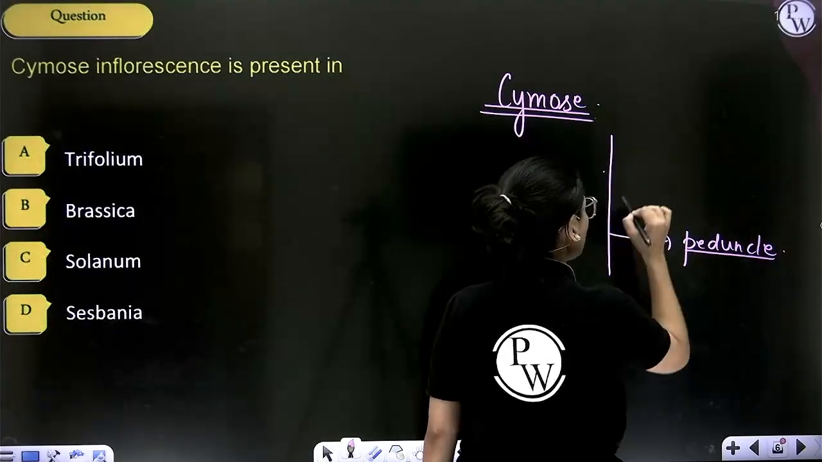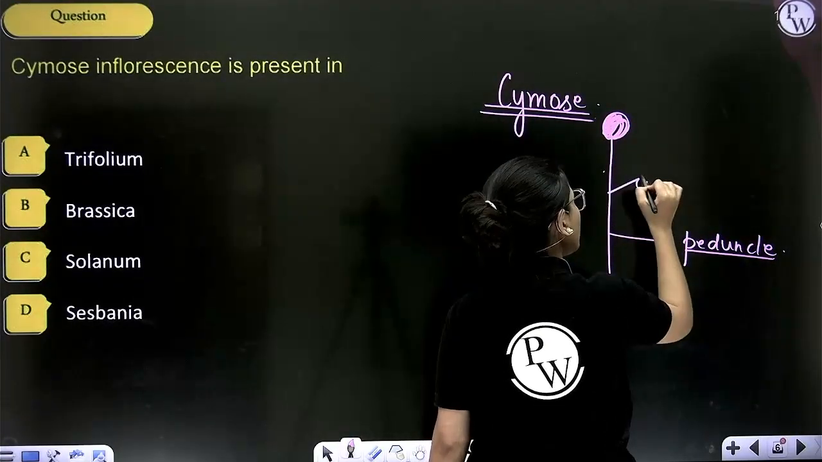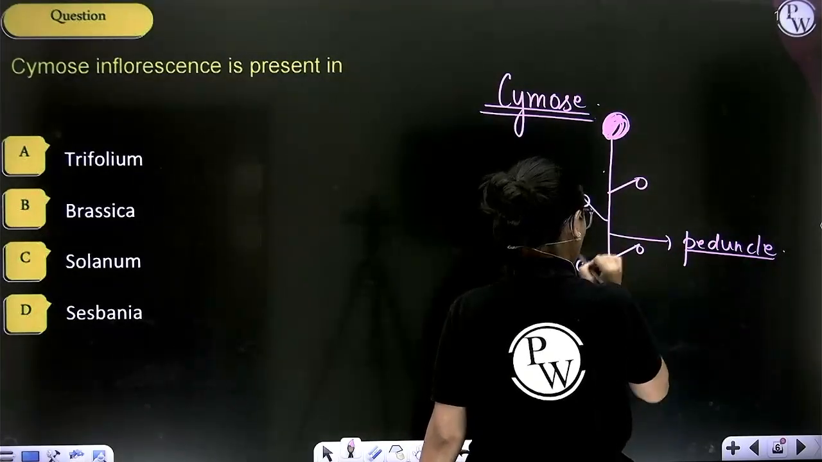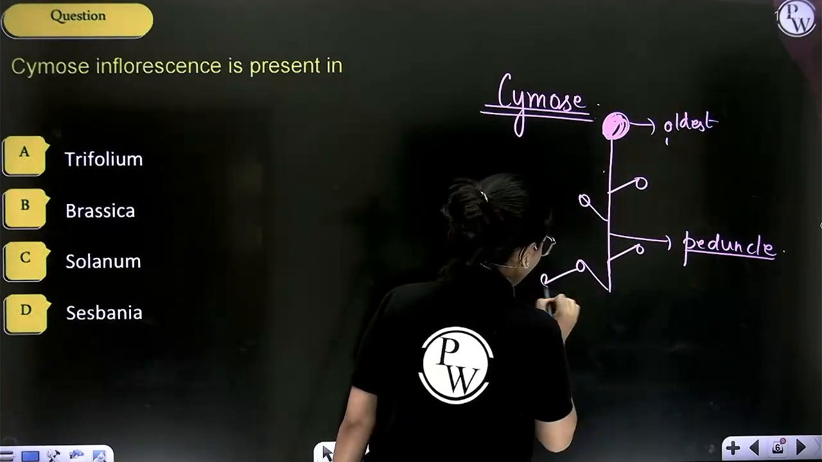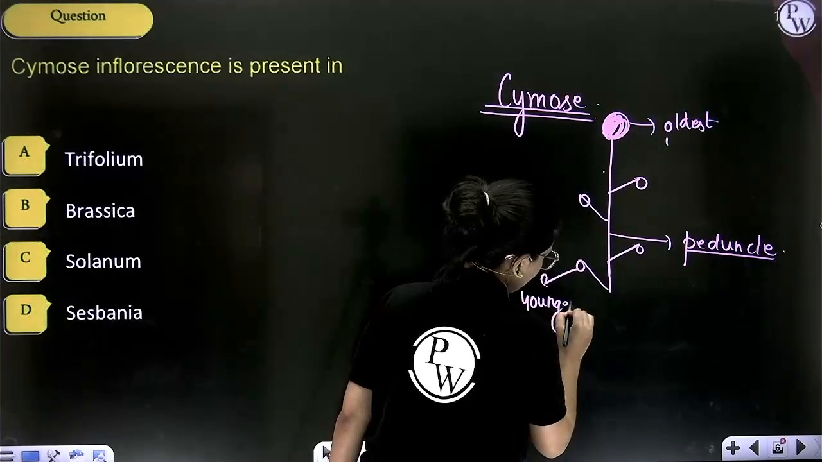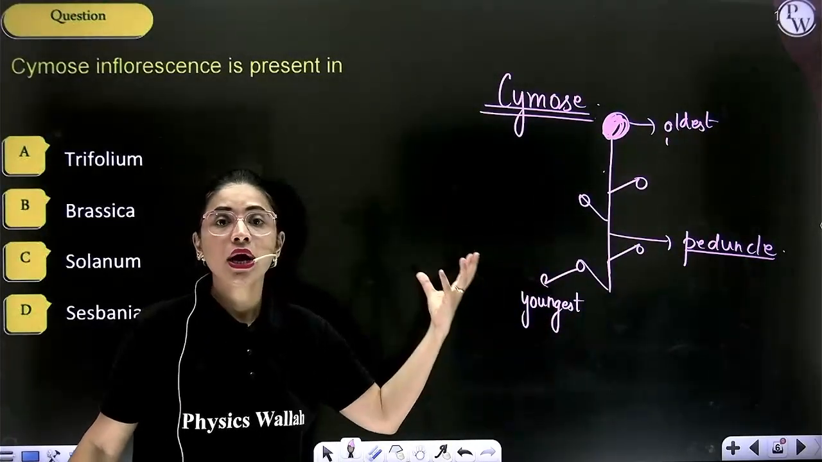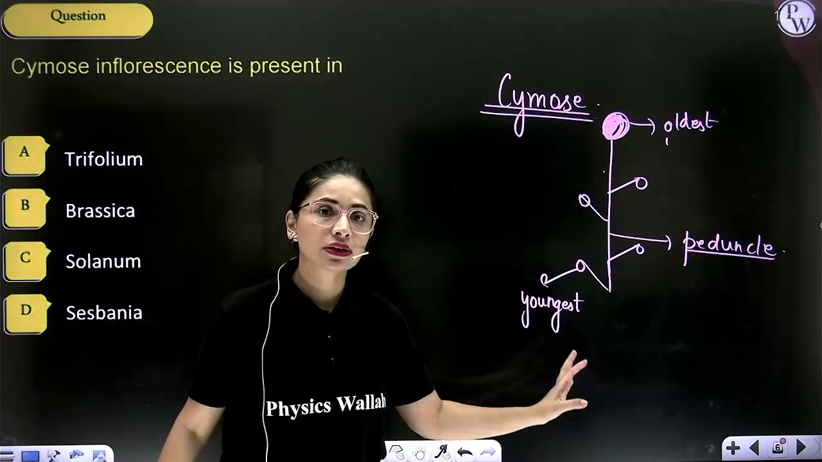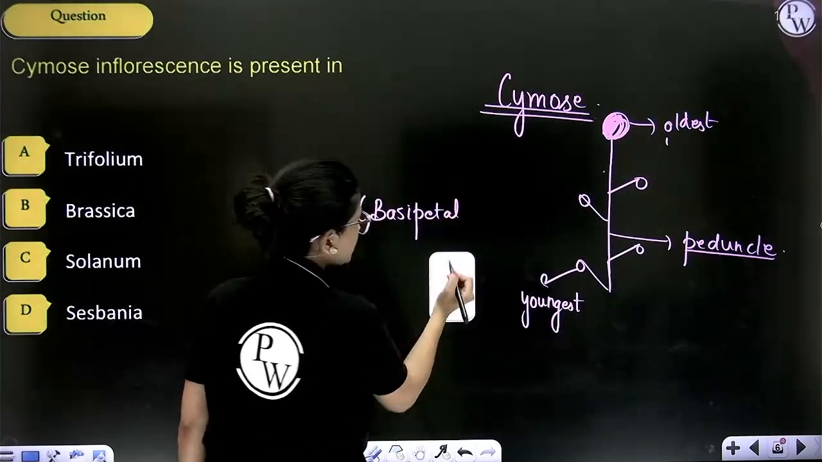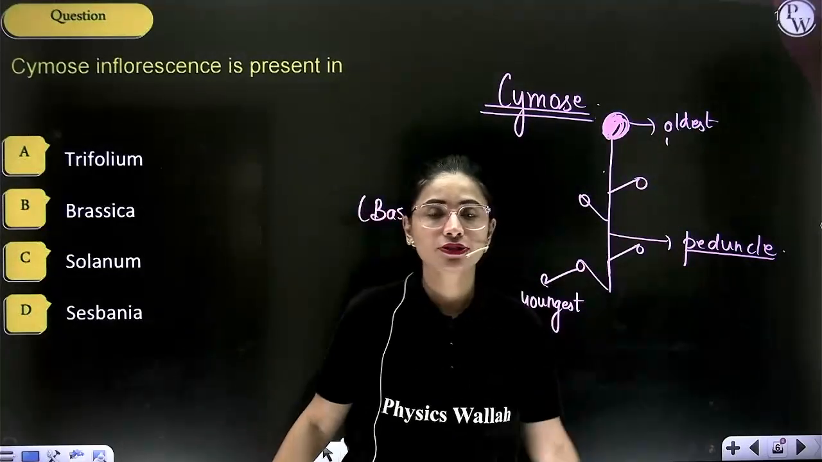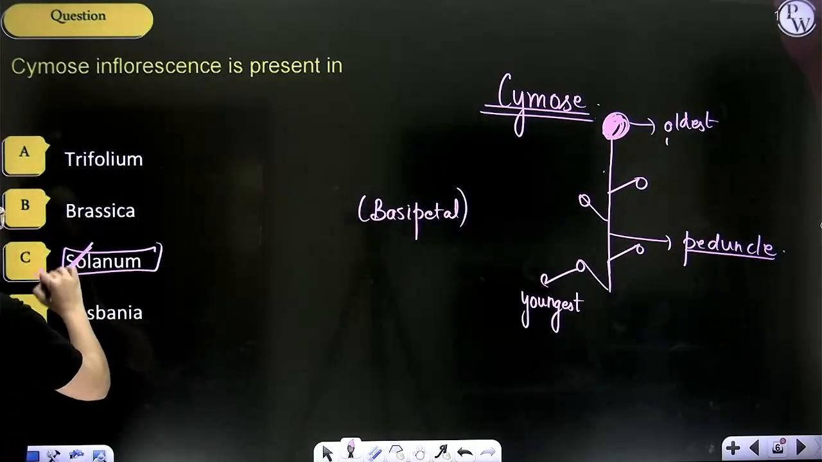Now, this floral axis, if the tip of the floral axis terminates into a flower, and all the flowers are then born below it. So this is the youngest flower, or you can say this is the oldest flower, and at the base there is a youngest flower. Now, since the tip transforms into the flower, the growth of the floral axis is also limited. So this type of inflorescence, where flowers are arranged in basipetal succession and the tip transforms into a flower, is known as cymose inflorescence, which is commonly observed in Solanum.